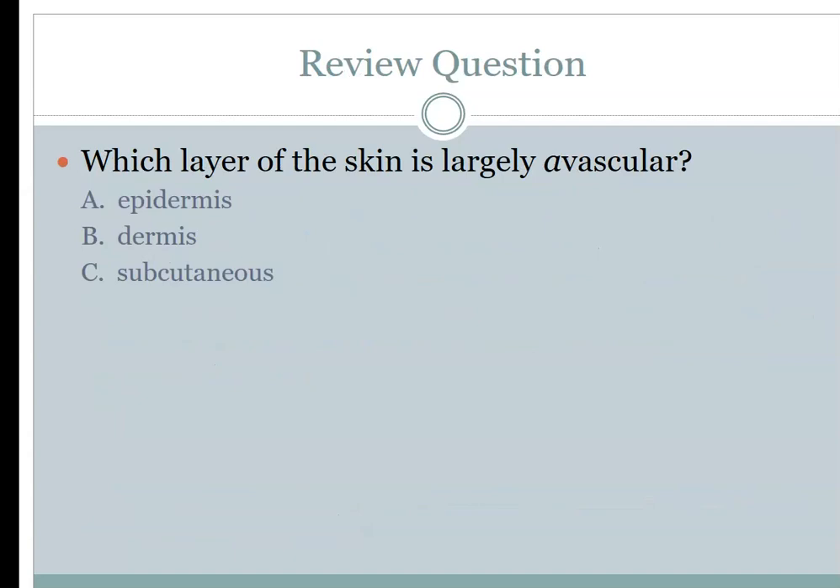Okay, here's a review question. Which layer of the skin is largely avascular? Epidermis, dermis, or subcutaneous? So remember that this would be the top layer with a very minimal blood supply, but several layers of its own. And that would be the epidermis.